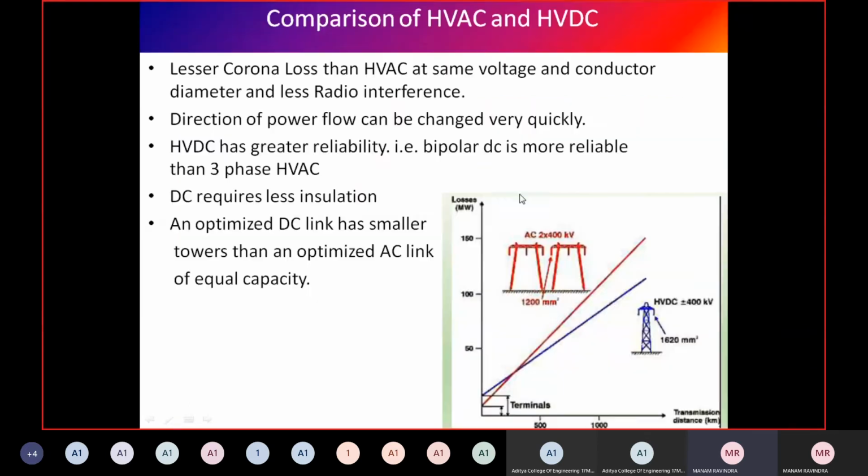Now see, lesser corona loss than HVAC at the same voltage and conductor diameter, and less radio interference. Direction of power flow can be changed very quickly. HVDC has greater reliability, that is, bipolar DC is more reliable than 3-phase HVAC. We can discuss bipolar DC next. DC requires less insulation here. In the same graph we have already discussed this.